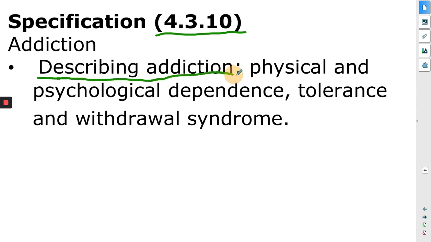Now I'm going to try and split this video up into 2 because I don't want to make them too long, but you'll see that we have 3 components to this: physical and psychological dependence, with dependence being the key issue here, tolerance, and then withdrawal. Now we will also see that it's very difficult to separate the 3. However, the specification has asked us to look at these 3 things.